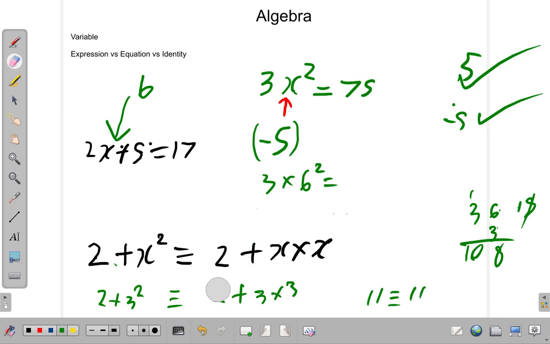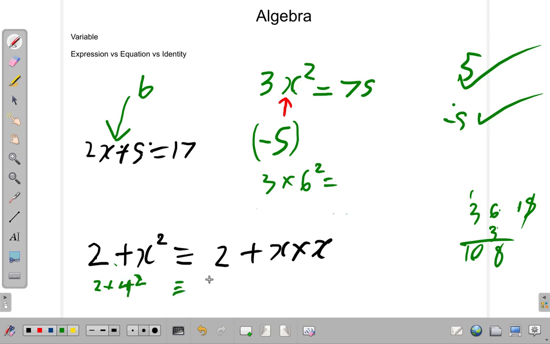Alright, let's try another number. We tried 3 a while ago. Let's try 4. 2 plus 4 squared is identical to 2 plus 4 times 4. Let's see. Over here, 4 squared is 16. 16 plus 2 is 18. Identical to over here, 4 times 4 is 16. 16 plus 2, 18. Oh, so it does work for two numbers so far.